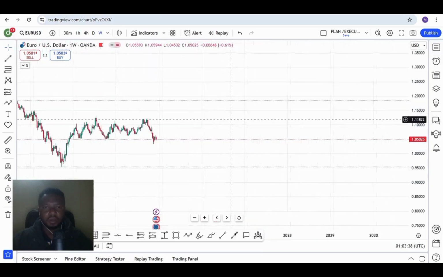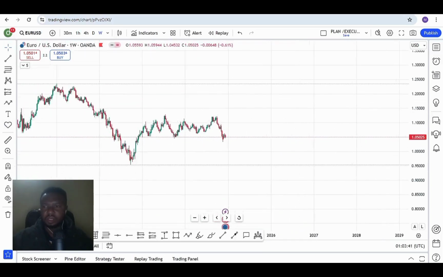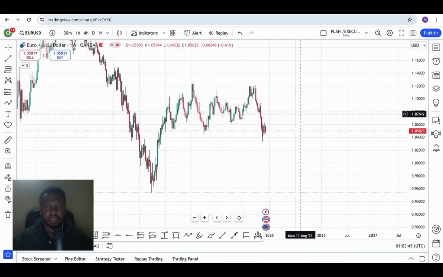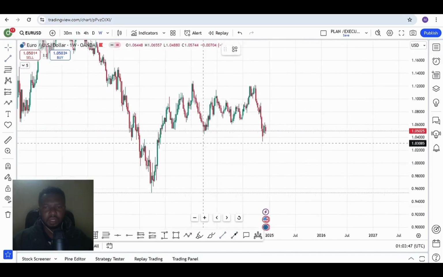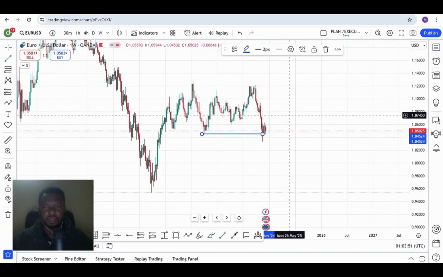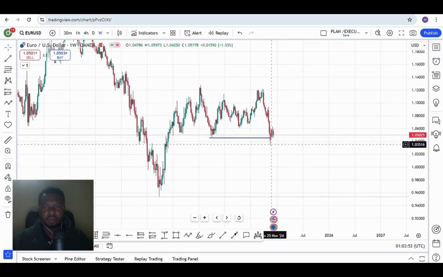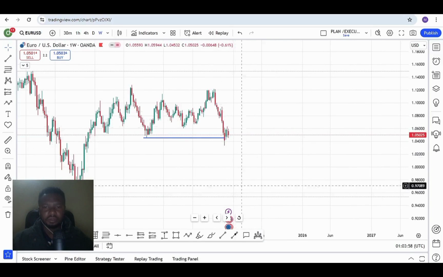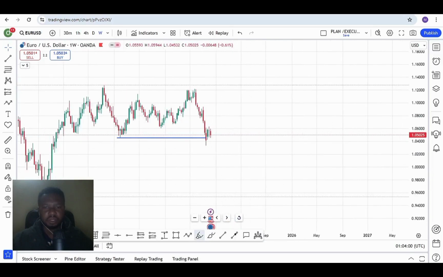So what else are we looking at here? Let us look at the liquidity on the weekly time frame. You can see that price has taken out this low. Okay, and we have this low, so we needed price to go up to give us the first push to the upside before coming down.